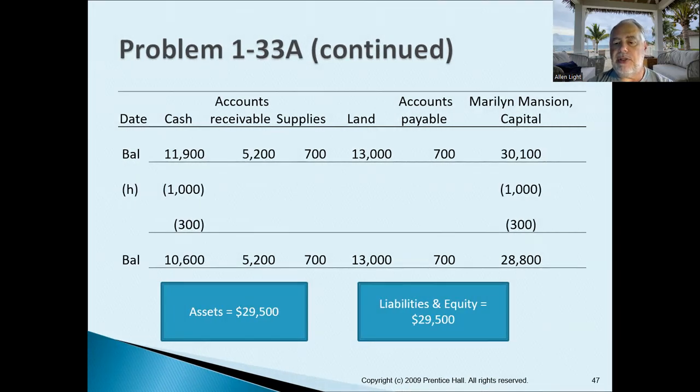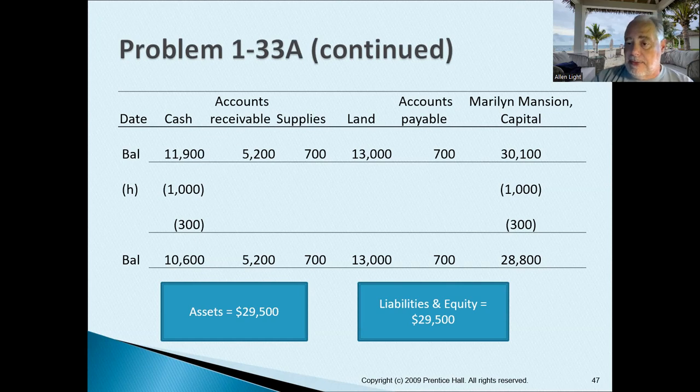In transaction H, the company pays two expenses, rent and advertising. Expenses are going to decrease capital. Remember, capital is your net income minus withdrawals. Net income is revenue minus expenses. So expenses will always decrease the value of our capital. So in this case, we spent $1,000 between rent and advertising.